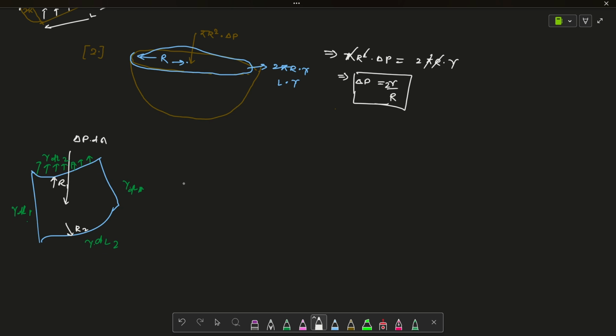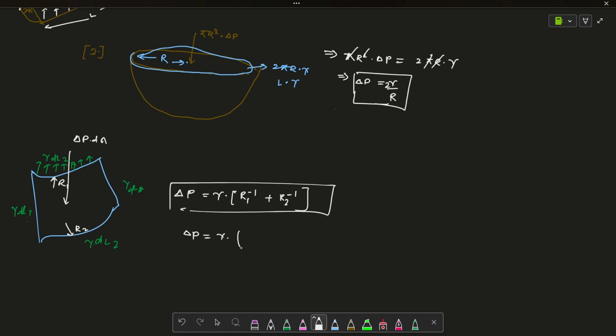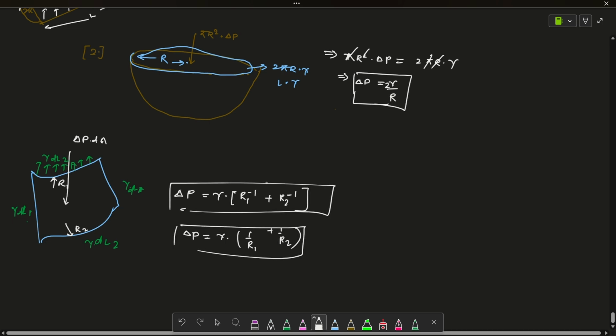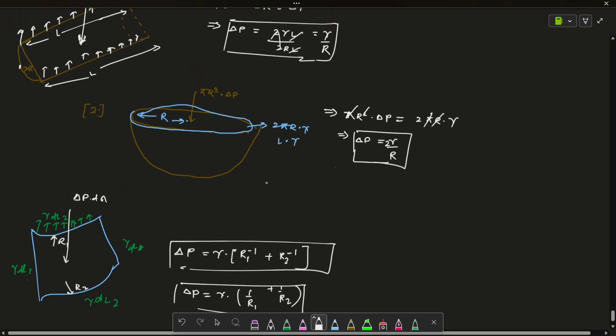So how much pressure is going to develop? A general formula is there, that is delta P equal to gamma times (1 by R1 plus 1 by R2). Or we can write it as delta P is gamma (1 by R1 plus 1 by R2).